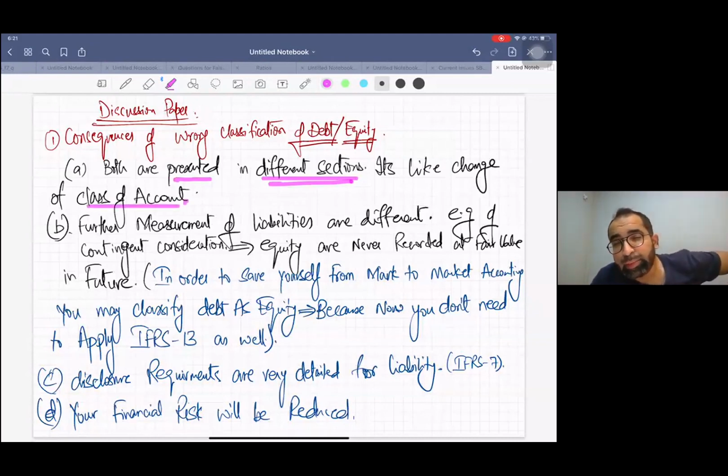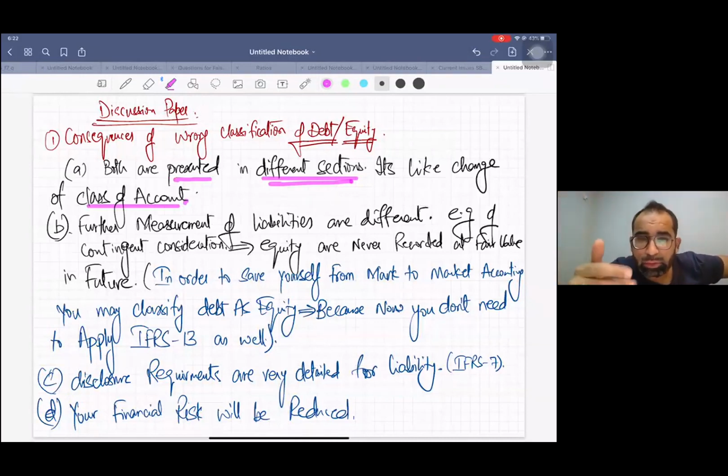I hope at the basic level, when you were accounting kids, infants, you studied error of principle. Liability and equity are two separate classes of accounts. Even in the balance sheet, in the SOFP, they are presented separately. So that means you are totally changing the class of account. This is the principal error you are making.